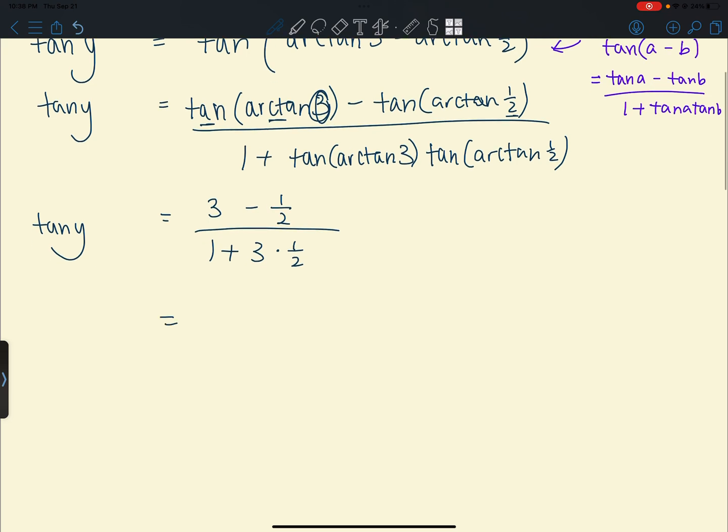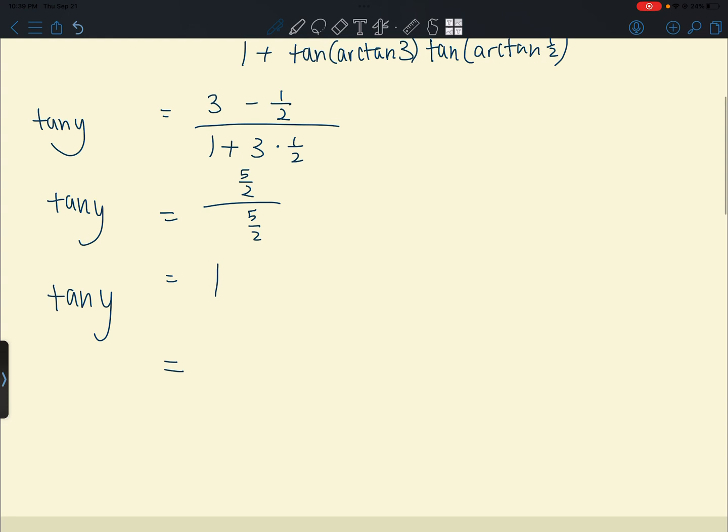Okay, let's just simplify that real quick. We're ending up with 2.5 on top, and 1 plus 3 over 2, which is also equal to 5 over 2. And this top one's also equal to 5 over 2, actually. So we actually end up with 1, right? Because 5 over 2 over 5 over 2 is 1. And so tan y, what you're looking for, is equal to 1.